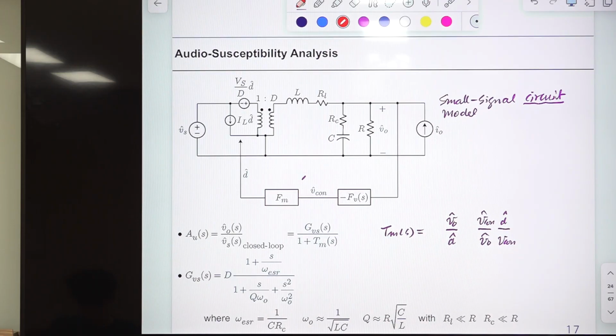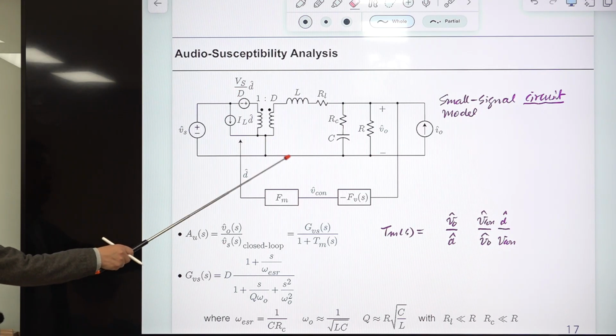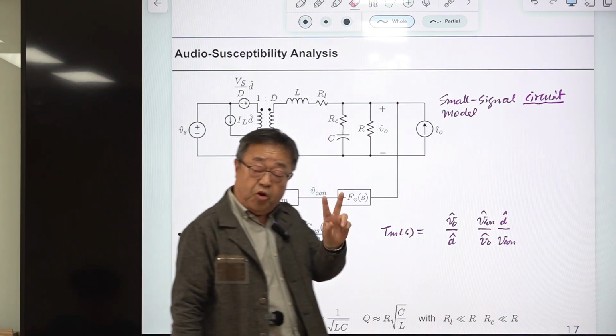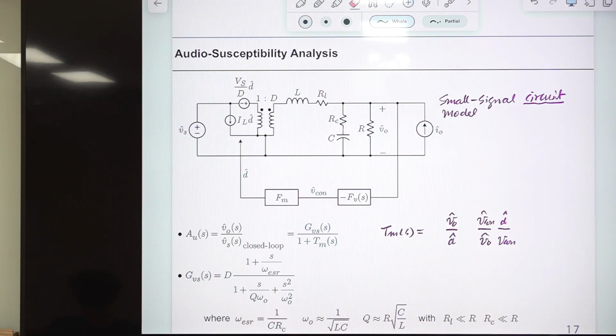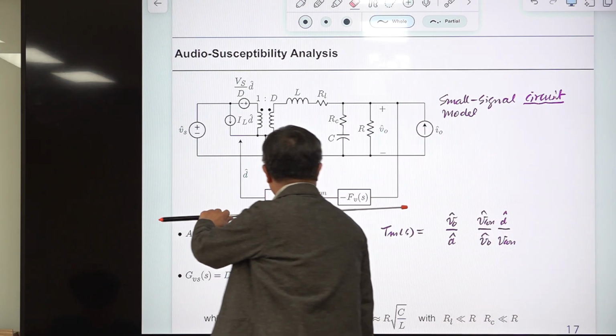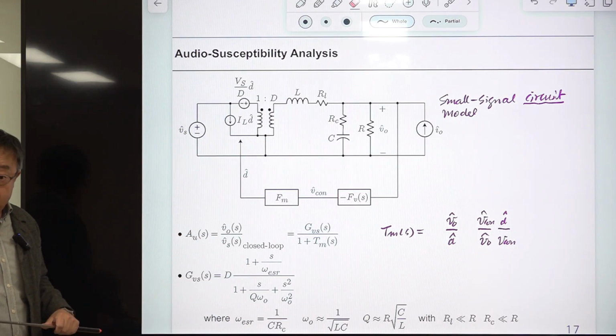This is second page of lecture 3, and here we'll be discussing the analysis of audio susceptibility. I explained to you the origin of this strange term, audio susceptibility, and this is the small signal circuit model. You have two different models for the small signal representation of this converter. First one is the circuit model, the other one is block diagram model. So some case this is convenient, but some other cases block diagram representation is much easier to deal with.